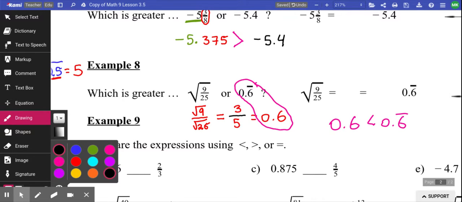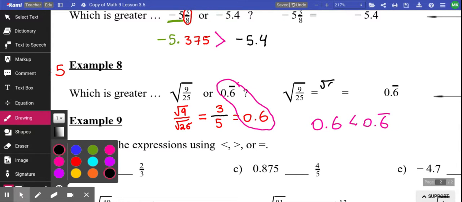So this is the same thing as saying root 9 over root 25, same thing as saying 3 over 5, which equals 0.6.